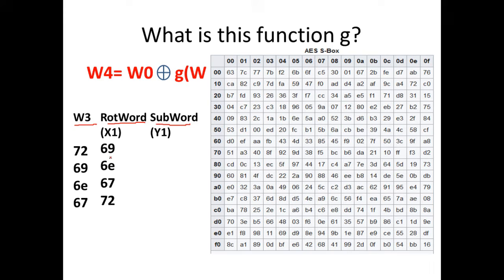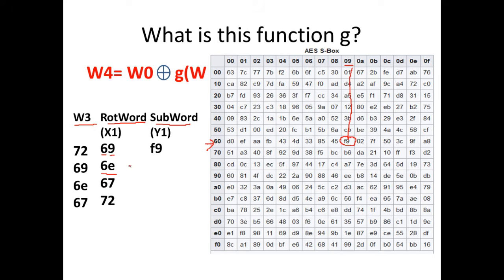We're going to take 69. Here 6 is used for identifying the row. So where is 6? This is corresponding to 6. And 9 is used for identifying the column. So where is 9? 9 is here. We'll see where these two things intersect. So you have this one. So we are going to substitute 69 as F9.